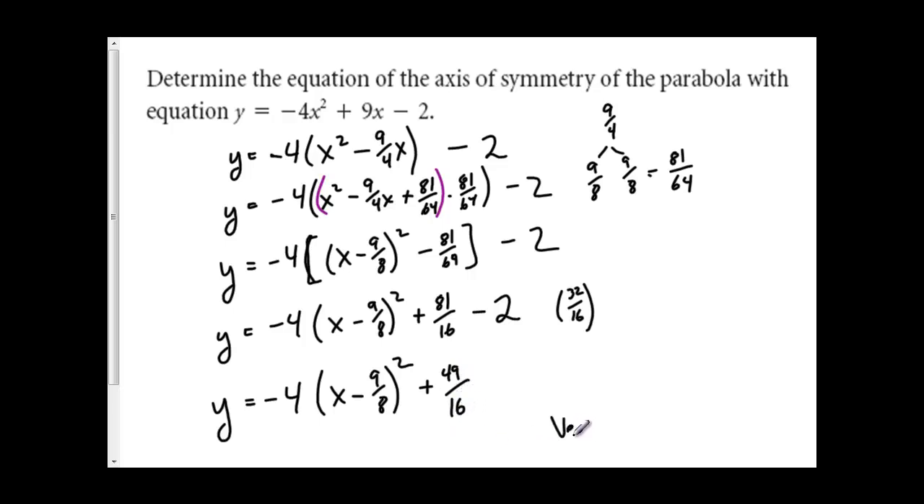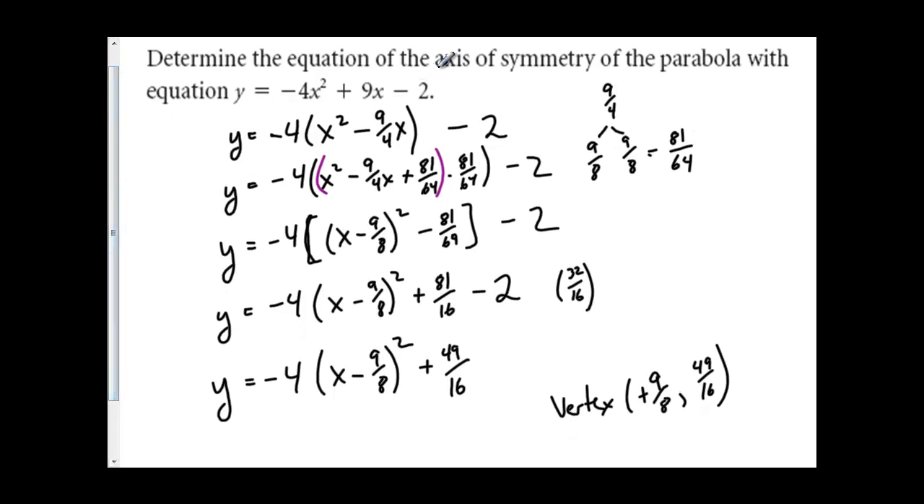So if I wanted the vertex, I would get positive 9 over 8 because the sign changes for your x term, and then positive 49 over 16. This question asked me to determine the axis of symmetry. Now the axis of symmetry is going to be the line going through the x point of your coordinate. So my axis of symmetry is just going to be x equals 9 over 8.